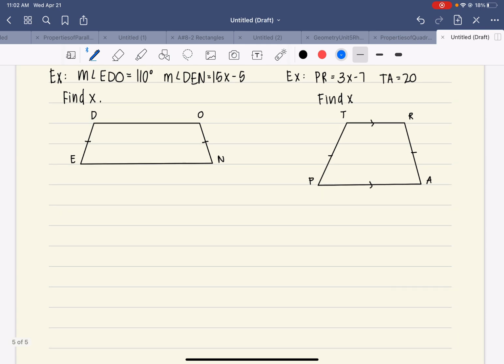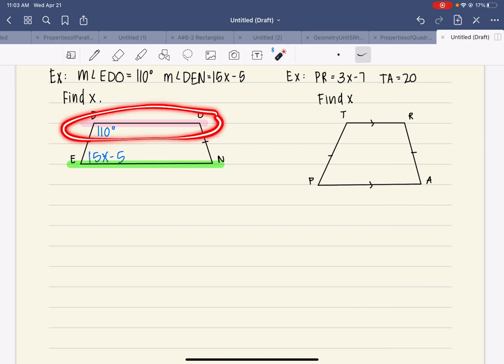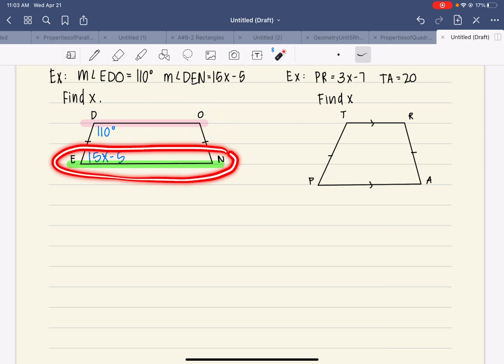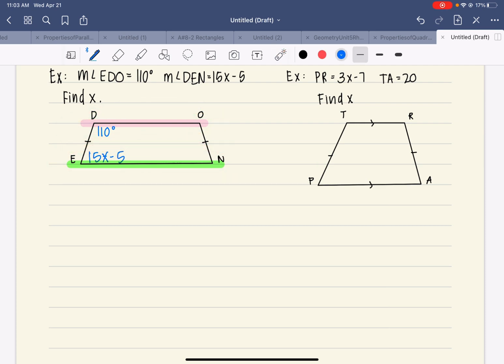All right, let's get into some examples about angles. It says that the measure of angle EDO is 110, and the measure of angle DEN is 15x minus 5. Then we need to determine, do they belong to the same base, or are they supplementary to each other? Angle D belongs to the base that I have highlighted in pink, whereas angle E belongs to the base that I have highlighted in green. Therefore, they will add up and equal 180.